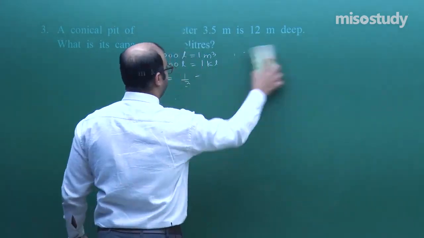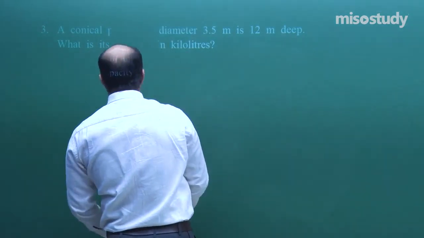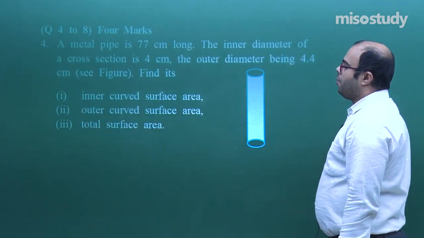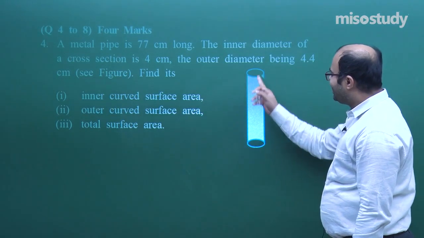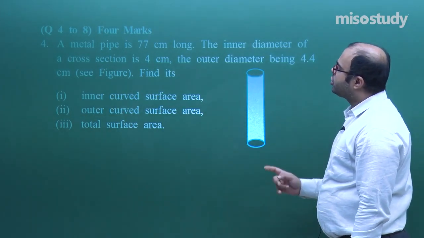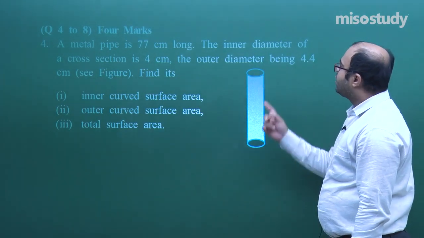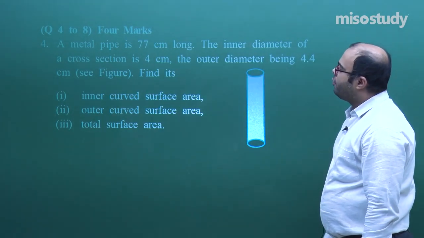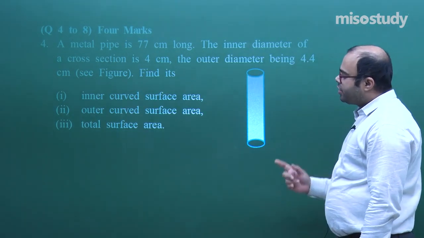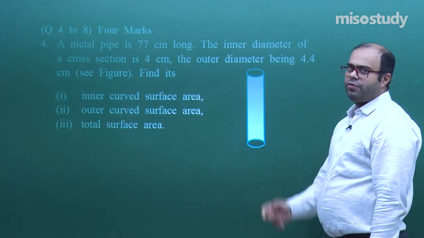Let us see the next question, which is of higher marks. Let us see how much marks is it. It is of 4 marks. A metal pipe is 77 centimeter long. The inner diameter of a cross section is 4 centimeter and the outer diameter is 4.4 centimeter. Find its inner curved surface area, outer curved surface area, and total surface area.